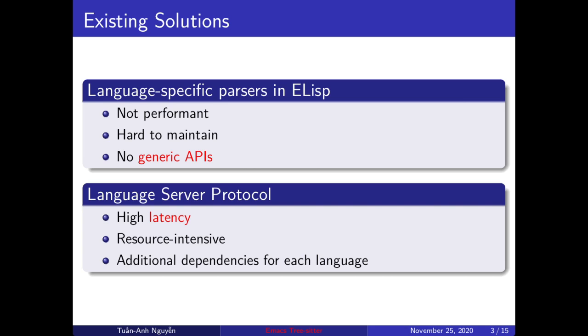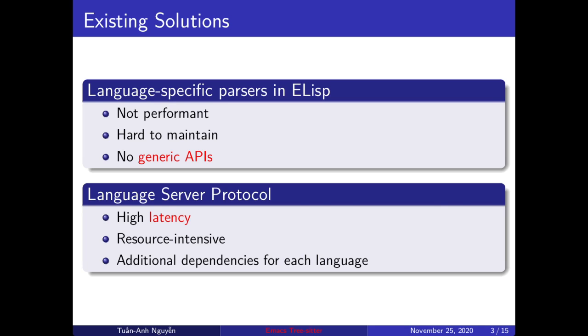There have been multiple efforts to bring this kind of programming language understanding into Emacs. There are language-specific parsers written in ELISP that can be thought of as the next logical step of the glue code on top of regular expressions, moving from partial local pattern recognition into a full-fledged parser. The most prominent example of this approach is probably the famous JS2 mode. However, this approach has several issues.